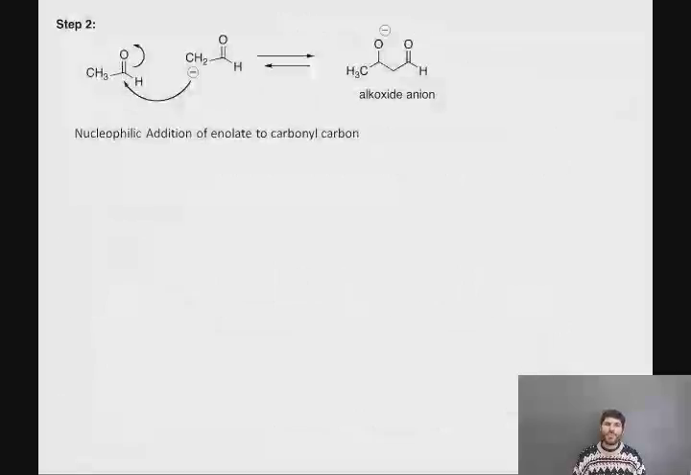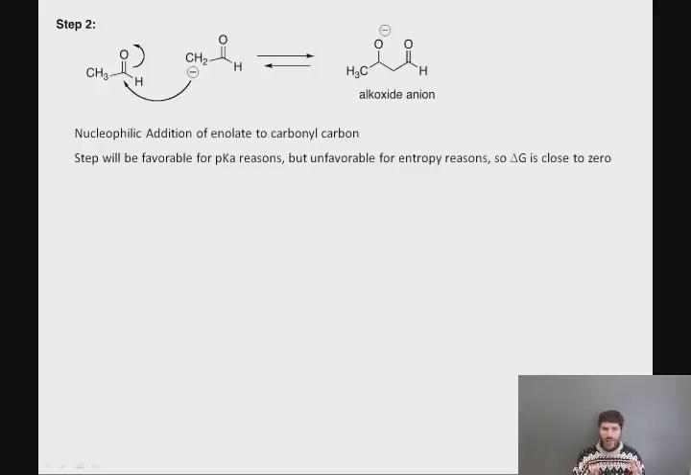Okay, so the next step, once we've generated the enolate, is that the enolate adds as a nucleophile to the carbonyl carbon of another molecule of acetaldehyde. And obviously, if we have only generated a small amount of enolate, we have a lot of acetaldehyde there for the nucleophile to react with. The product of this step now is an alkoxide anion, and this step will be favorable for pKa reasons because the alkoxide anion is the conjugate base of an alcohol. Its conjugate acid would have a pKa of about 16.